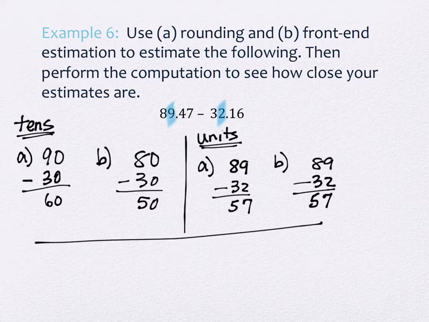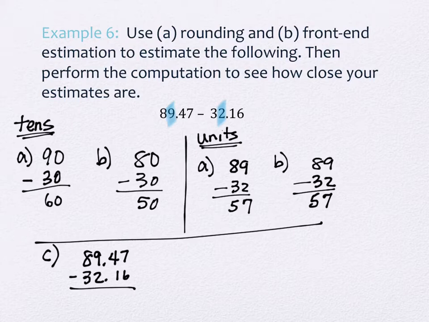So to actually do the calculation means that we're actually going to subtract 89 and 4700ths minus 32 and 1600ths. This one's a really nice subtraction. I don't think there's even any regrouping we have to do. 7 minus 6 is 1. 4 minus 1 is 3. 9 minus 2 is 7. And 8 minus 3 is 5.